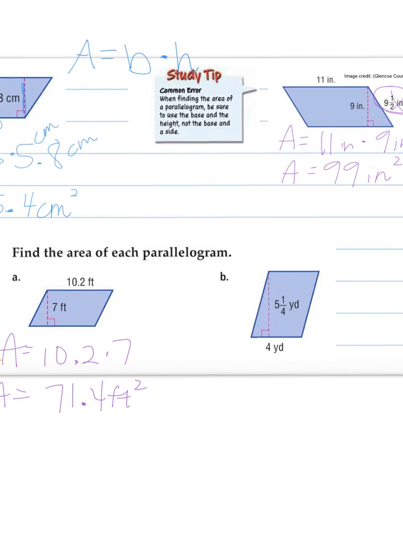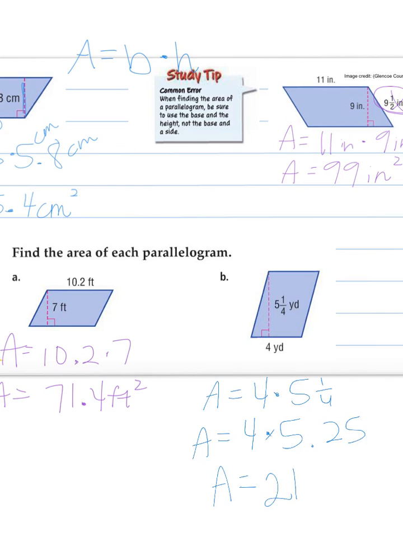Next one, we got a base of 4 and a height of 5 1/4. Multiply those together. And I can remember that 1/4 is equivalent to 25 hundredths. Multiply those together. And the area equals 21, talking yards, squared. So just remember, parallelogram, base times height.